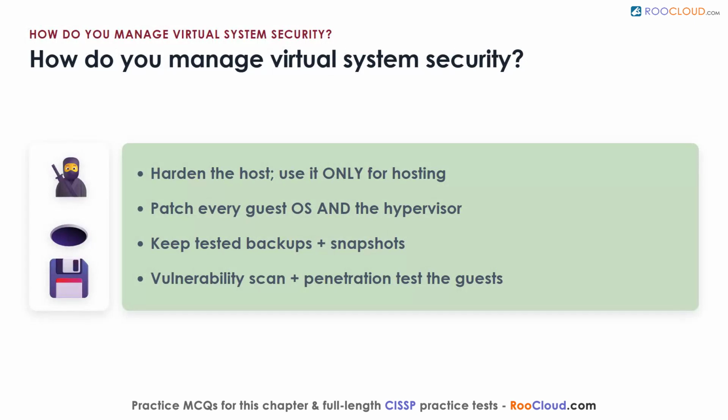How do you actually manage the security of virtual systems? Start with the hypervisor, the software that runs your virtual machines. It is an extra layer, so it is an extra attack surface, and compromising the physical host can expose every guest on it. Harden that host, and use it for nothing but hosting. Then remember that virtualization does not erase the basics. Each guest operating system still needs its own patches, and so does the hypervisor. Keep tested backups and snapshots so you can roll back cleanly, and test the virtual systems just like physical ones, with vulnerability scans and penetration testing. Treat the host like the foundation of a building. If it cracks, every floor above it comes down.